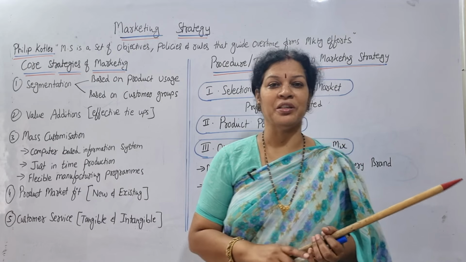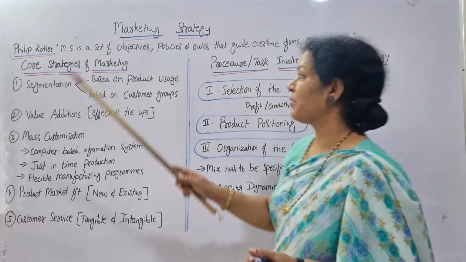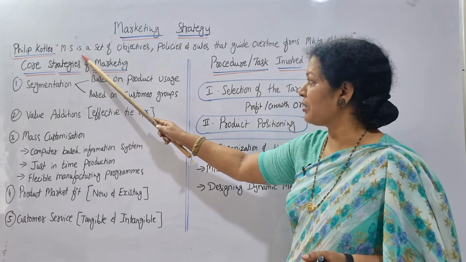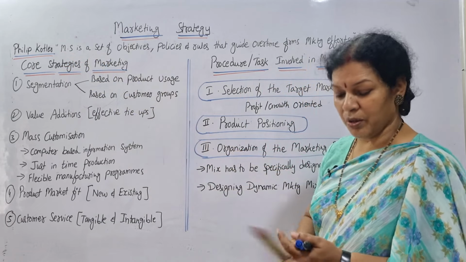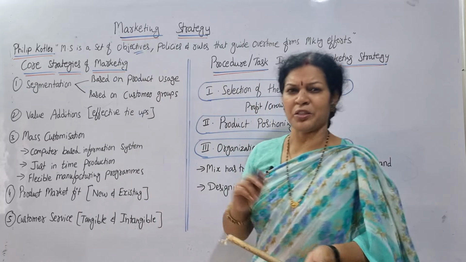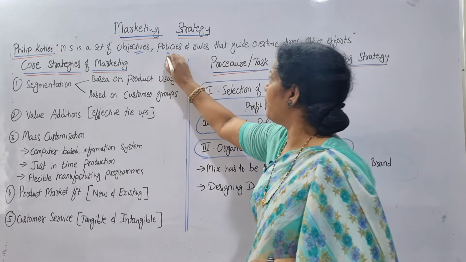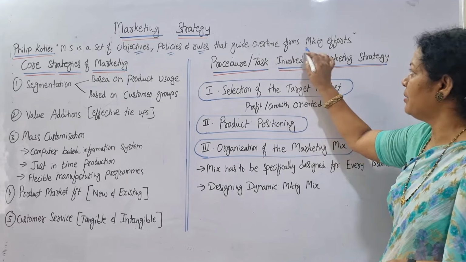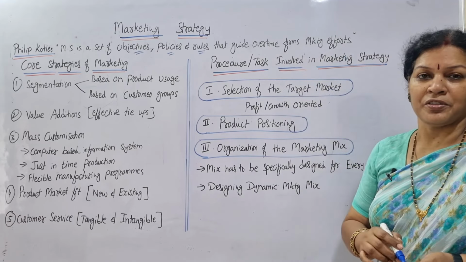He has given a good definition of what marketing strategy is. Philip Kotler has said marketing strategy, MS, means marketing strategy. Marketing strategy is a set of objectives. What objectives? Marketing objectives, policies and rules that guide over time firms' marketing efforts.